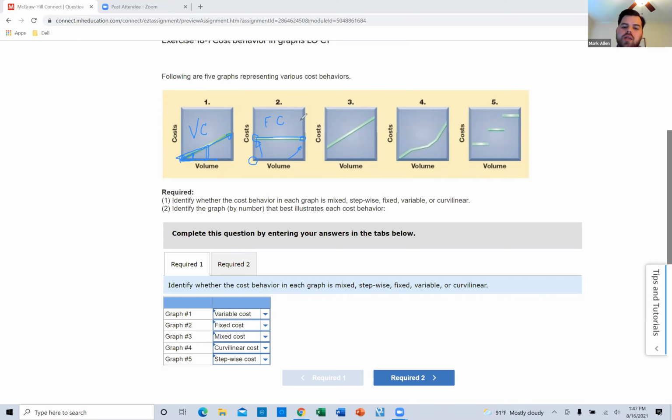Now, number 3. Number 3 has some components of both a fixed cost and a variable cost. Notice the fixed piece is that even when production volume is 0, there is still a cost. The variable piece, though, is that as we ramp up production, the cost is increasing. So what we find is that this is what is called a mixed cost.